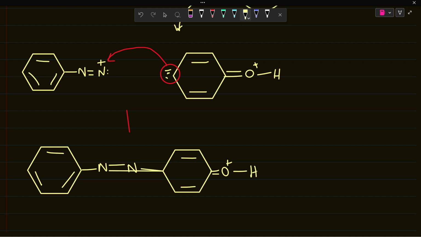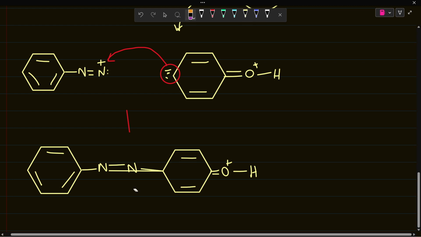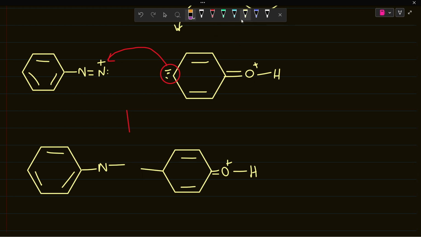Now what happens is that at this position, let me write it clearly so that you can understand it better. And double bonded N. Now this nitrogen has a lone pair, this nitrogen has a lone pair, no worry about them. But here you can see there is this hydrogen as well.